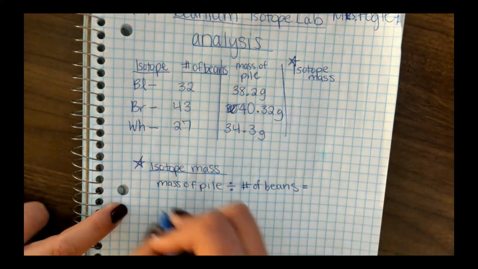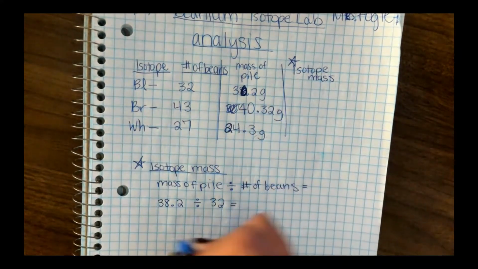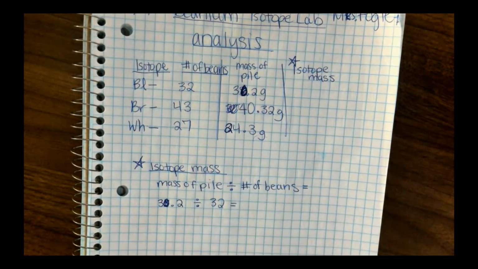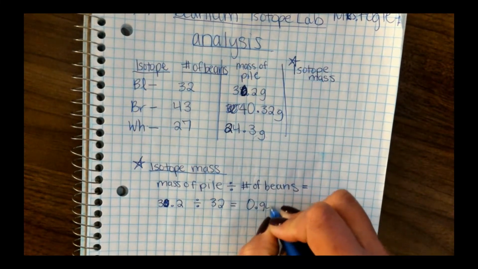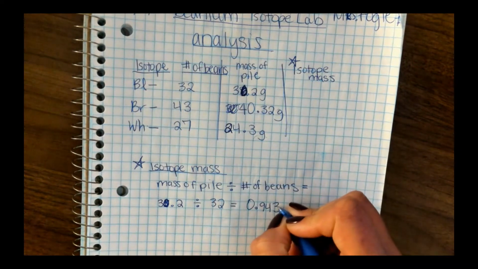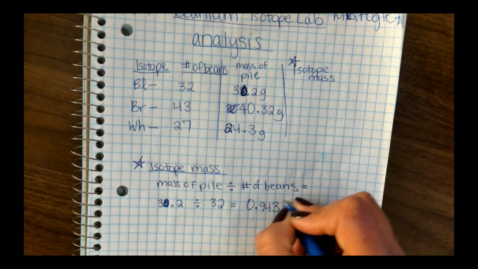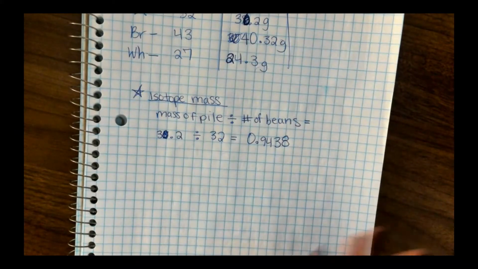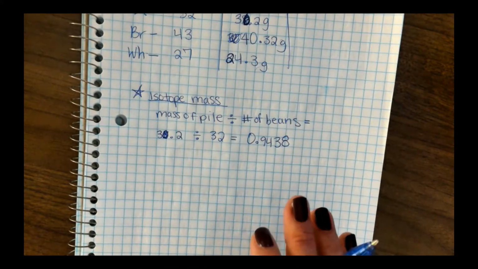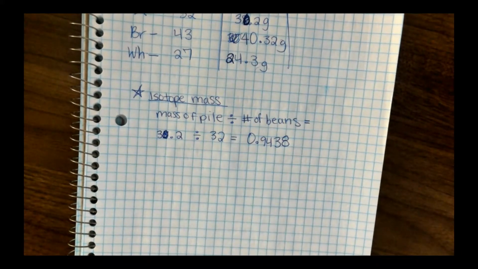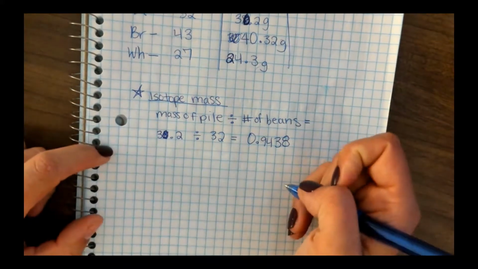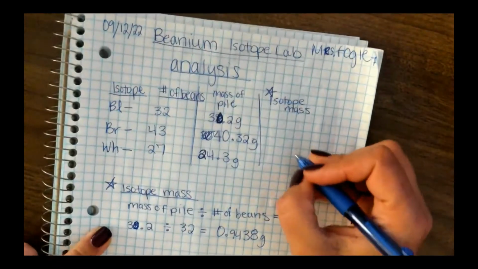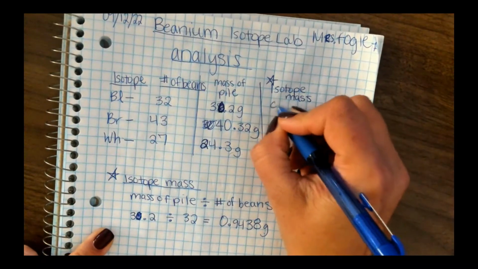So my mass of the pile. So here I'm going to have 30.2 divided by 32. So I got 3738. So you should have taken it to 4 decimal places, just so you know, 3 or 4. If you didn't, you can technically do it today. It doesn't really matter. So I had that amount. So I'm just going to put that back into my little data table.